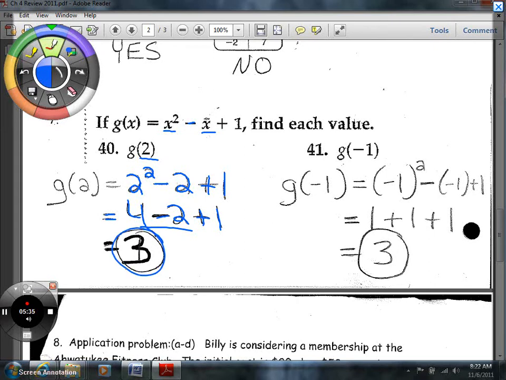Coming over here to 41, if you plug in a negative 1 into the g function, you're going to have to square it. Well, same thing. So negative 1, you square it. Now, negative 1 times negative 1 is actually a positive 1, and then it's minus a negative 1, so that's really plus 1. And then we still had that plus 1 that was part of the function. So we add up all those numbers, and we get 3.